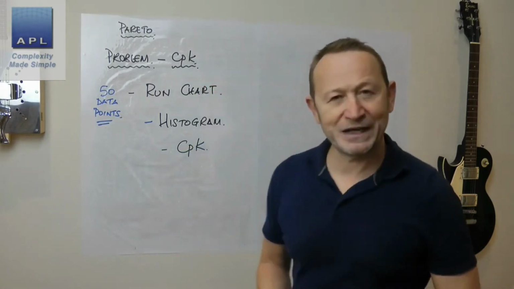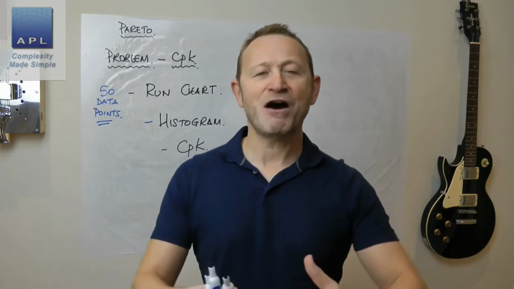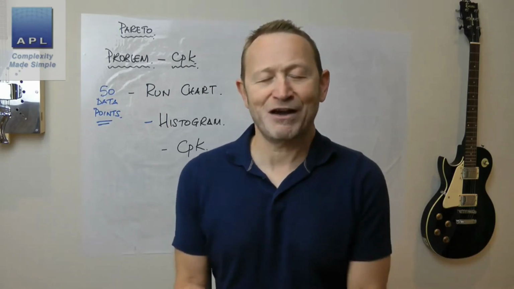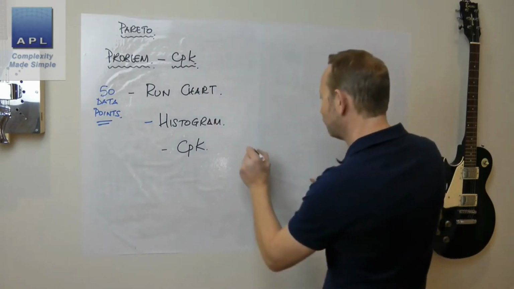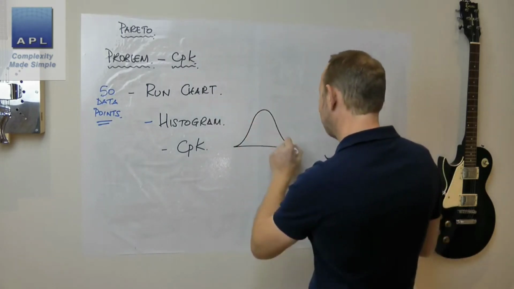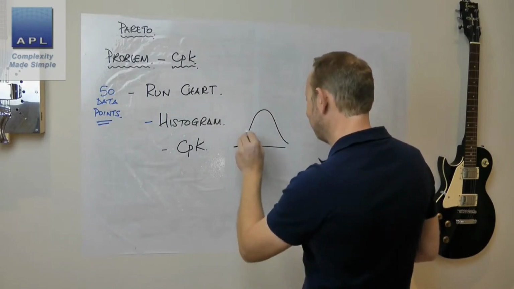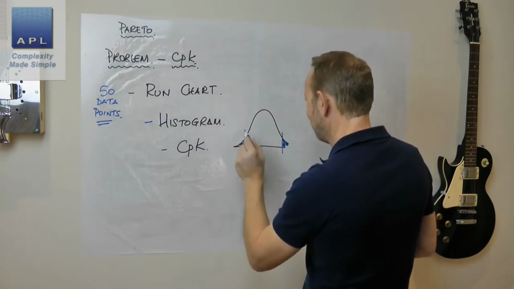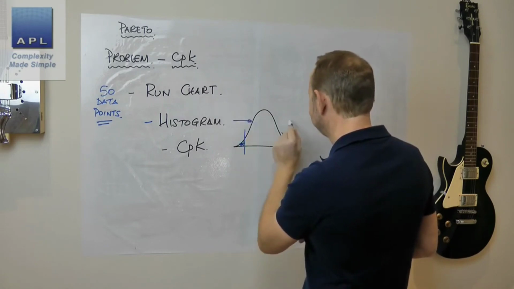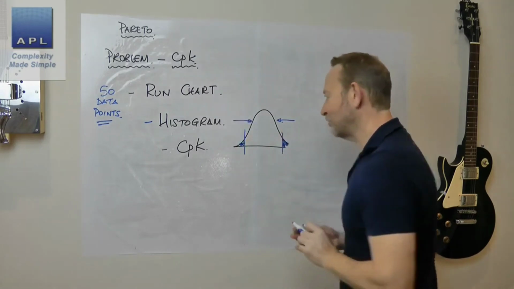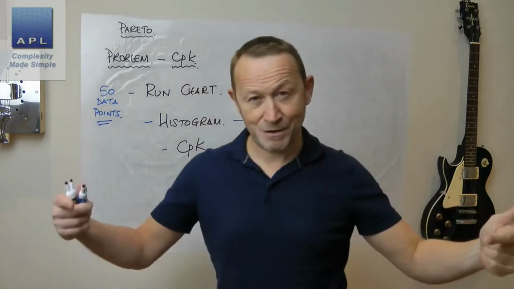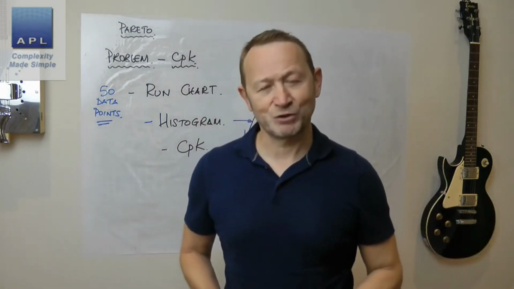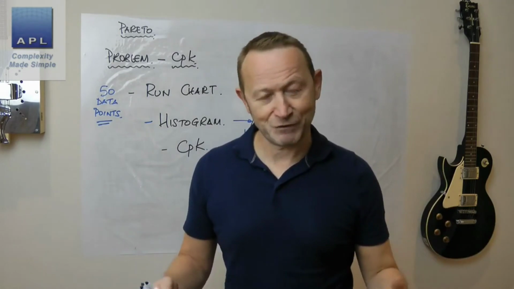Now then, what's the CPK telling me? Well, it's telling me I have too much variability. I have rejects hanging out the ends. So I've got this shape where I've got data hanging out the ends, and what I need to do, I need to reduce the variability, push that distribution in and get rid of my defect rate.